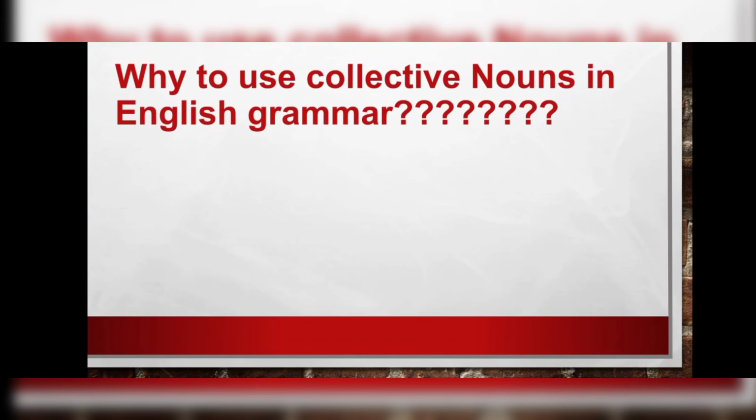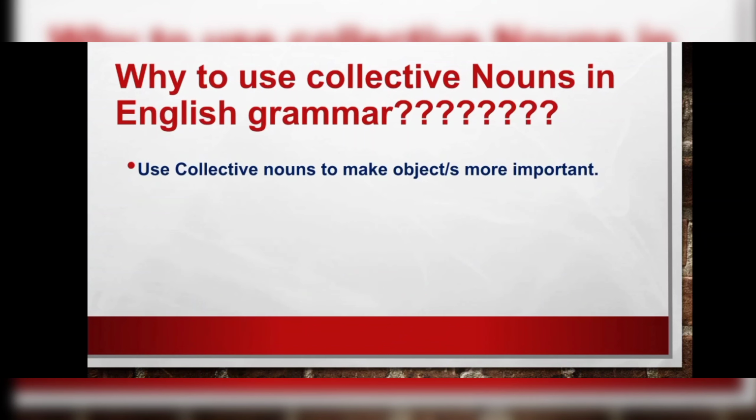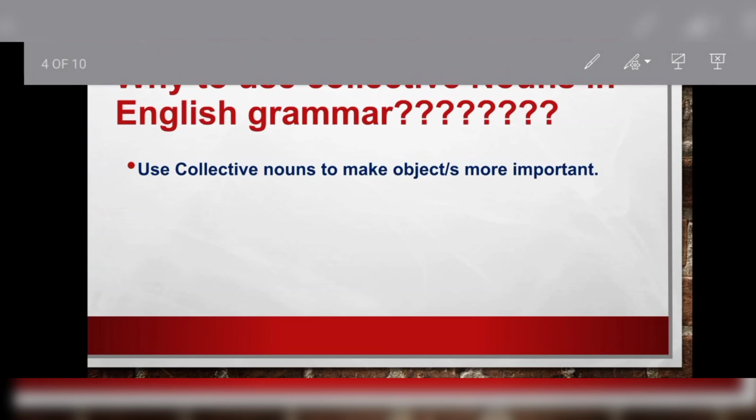When we talk about collective nouns, the very first question that comes into our mind is why to use collective nouns in English grammar. Because we have so many word choices of lexical items, why are we using collective nouns to make them one whole? The very basic answer is that we use collective nouns to make our object or objects more important. It means that if you want to give emphasis to an object, then you use a collective noun, even if these are in plural form.